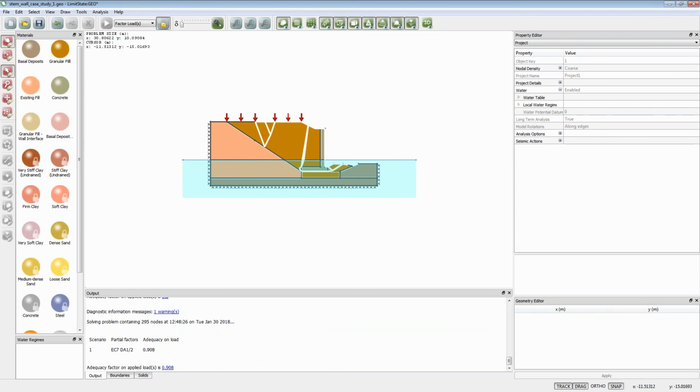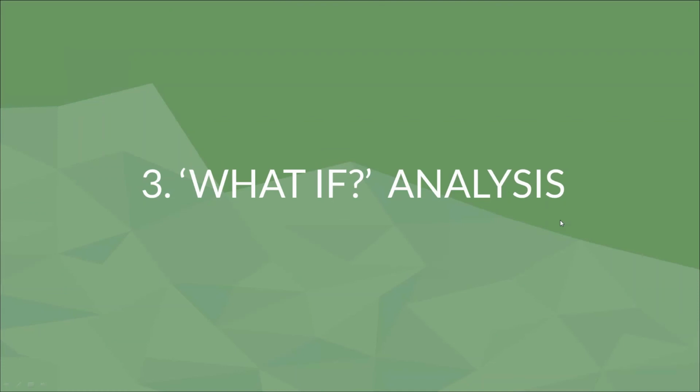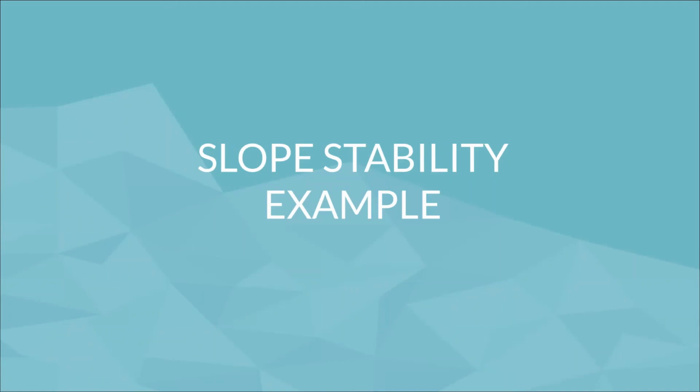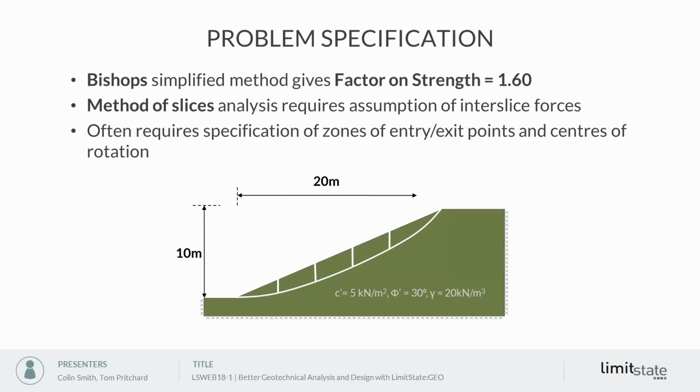If we just jump back to the PowerPoint, close that down. We can also do what-if type analysis. So we'll look at a slope stability example in this case. So the problem we're going to look at is fairly simple: slope 10 meters high, 20 meters long, with strength parameters C' of 5, phi' of 30, unit weight of 20.